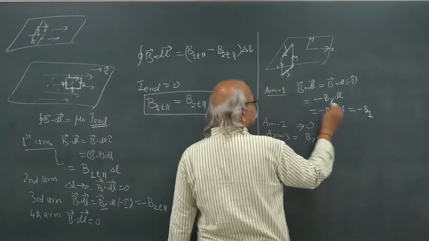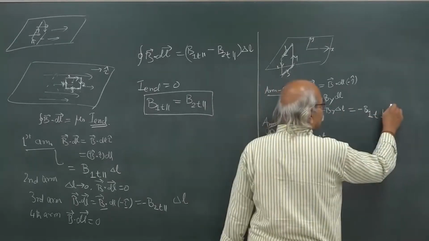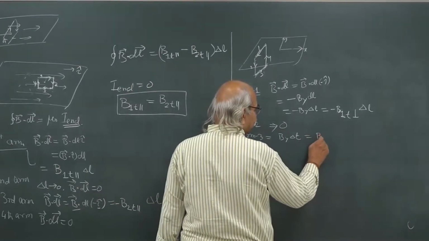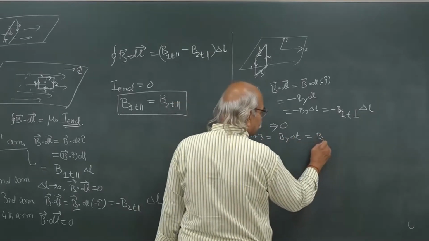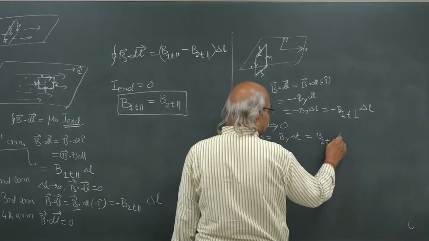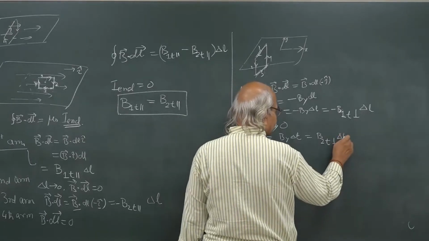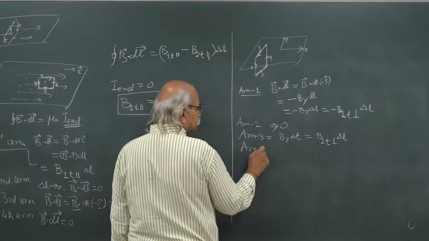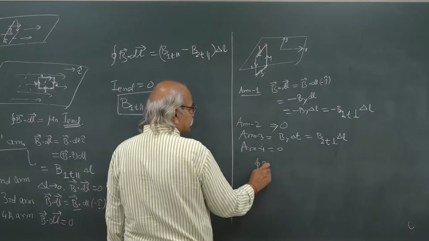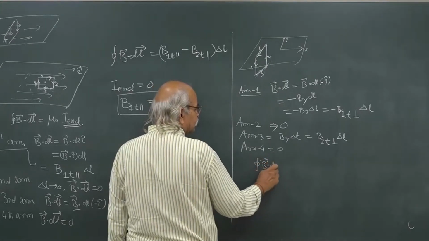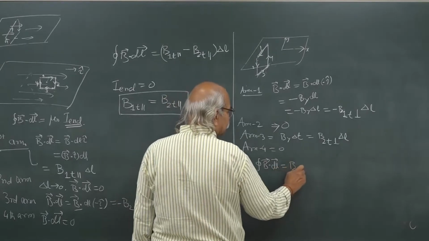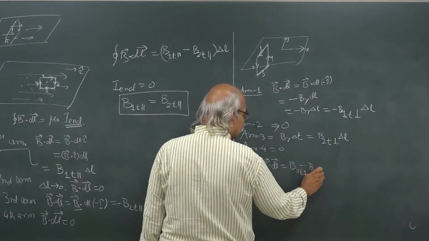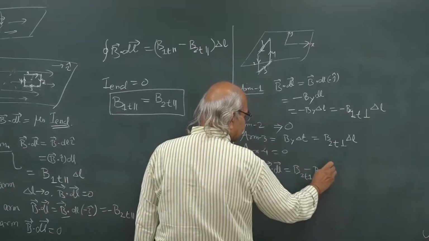This is first arm. So, B1t, perpendicular to this current, and similarly this you can write as B, this is arm 3, so below. So, B2 tangential and perpendicular, delta L. So, add everything, arm 4 is 0. Add everything, in closed loop integration B dot dl is equal to B2t perpendicular minus B1t perpendicular delta L.